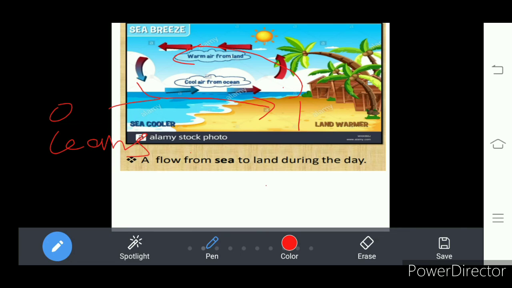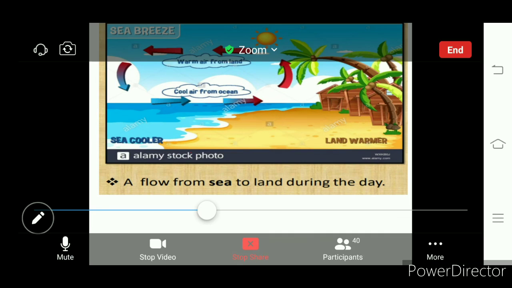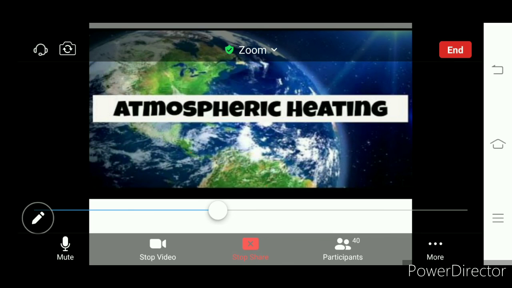So by this process, the temperature is maintained more or less equal at the places which are near to the oceans and the seas. So what I want to say here, the place which is near to the ocean or to the seas or to the rivers records less temperature than the places which are far from the oceans. Understand?